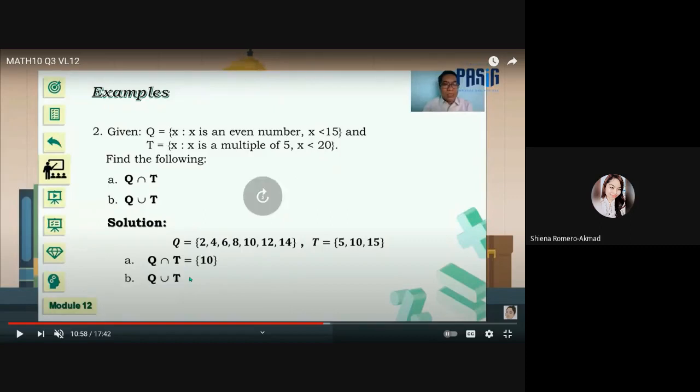And yung union naman nila is 2, 4, 5, 6, 8, 10, 12, 14, 15. So pinagsama natin yung dalawa. Di ba madali lang to? Itong part na to.